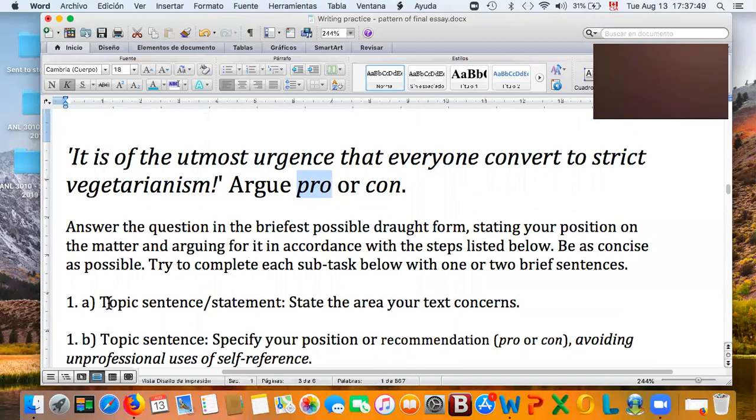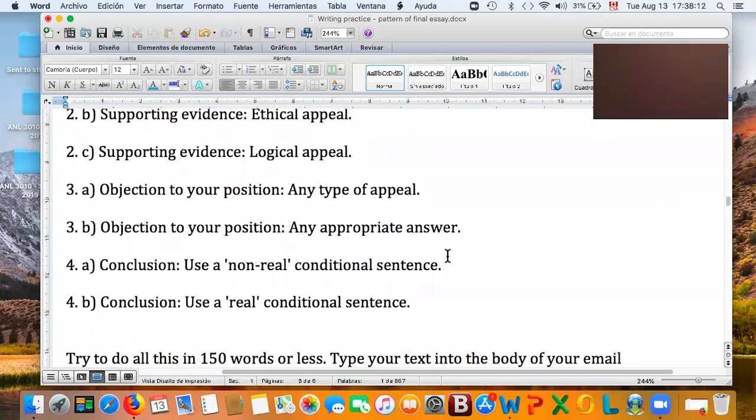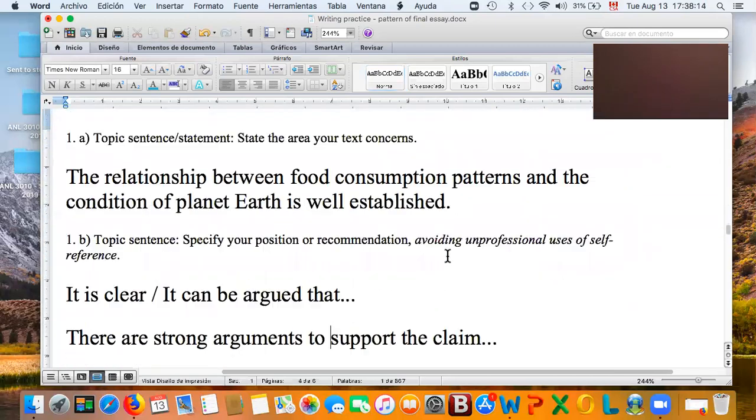So in her topic sentence, she has said that we're going to talk about the relationship between what we eat and the condition of the planet. And I'm going to propose that everybody needs to urgently consider vegetarianism and convert to it as soon as possible. All right, she's chosen this position, pro. So let's shoot back down to the page that we were working on. Here we go.